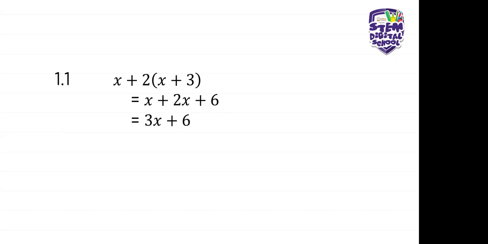So if you multiply 2 by x, you get 2x, as you can see here. So the first one in 1.1, you had the x plus. So this is the x plus, and then 2 times x is 2x, 2 times 3 is 6. And thereafter, you collect the like terms. And the like terms in this case are x and 2x. So x plus 2x gives you 3x. And then, of course, 3x plus 6.